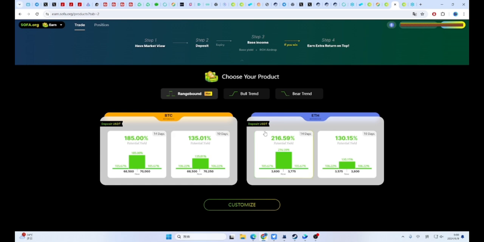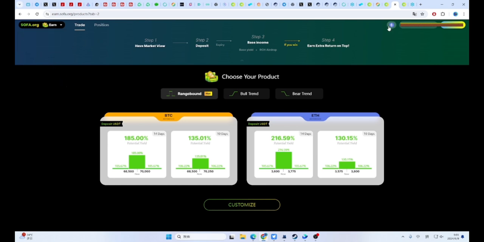So SOFA is very straightforward, with 2 main protocols, Earn and Surge. Earn is a principal-protected protocol, whereas Surge is not. For beginners, I highly recommend using Earn since it offers principal protection. We're here to get airdrops, not to risk losing our principal.